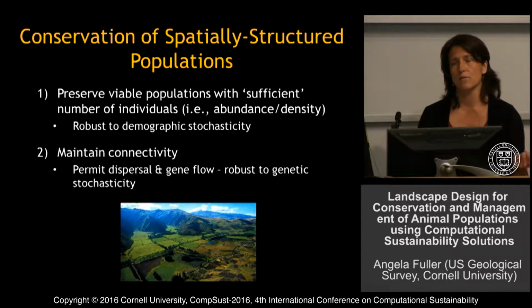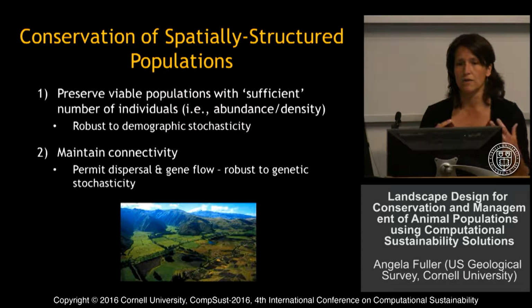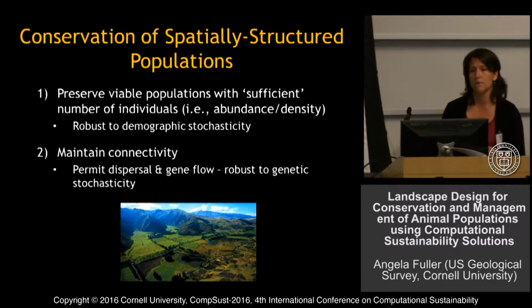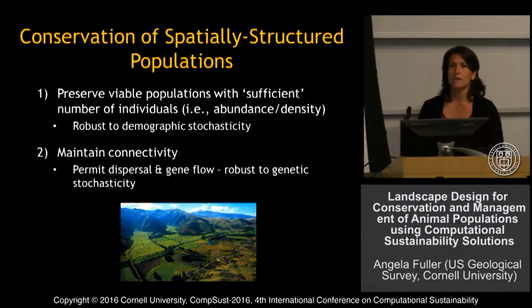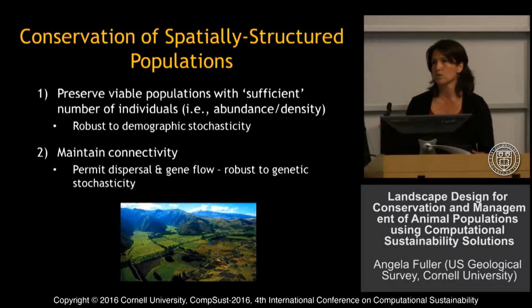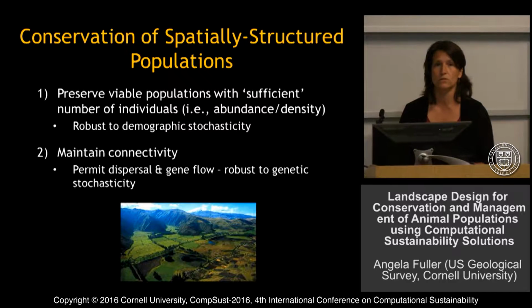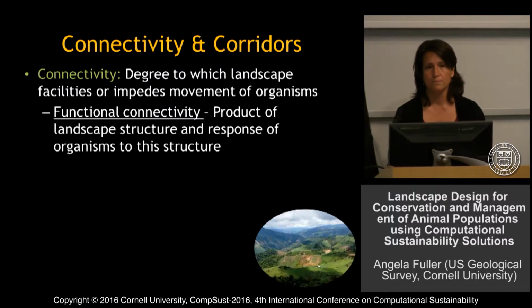When we think about conservation of spatially structured populations, we think about primarily two different objectives. The first being that we need to preserve populations that have enough individuals so that the populations are robust to demographic stochasticity. And then we need to maintain connectivity. And connectivity allows for dispersal and gene flow of these populations so that the populations are robust to genetic stochasticity.